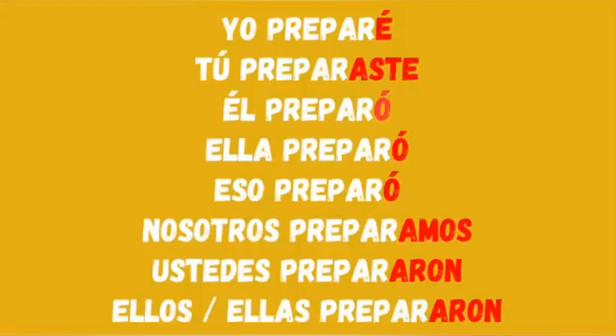As you see, we're talking about third personal pronouns, so the ending with these three personal pronouns, he, él, she, ella, and it, eso, we have to write the letter O with an accent. Él preparó, ella preparó, eso preparó.